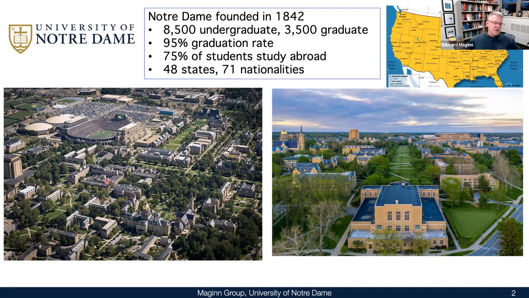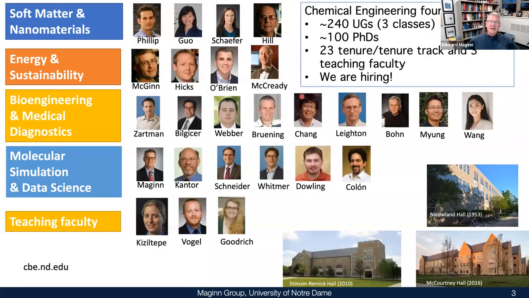But our building, where I am located right now, is right about in this area here, and there's some other engineering buildings here and in here. It's a nice campus. It was founded in 1842 by the French, so it's a Catholic university, fairly small, about 13,000 or so students, very high graduation rate. We have students from all over the country and the world. And this is our department.